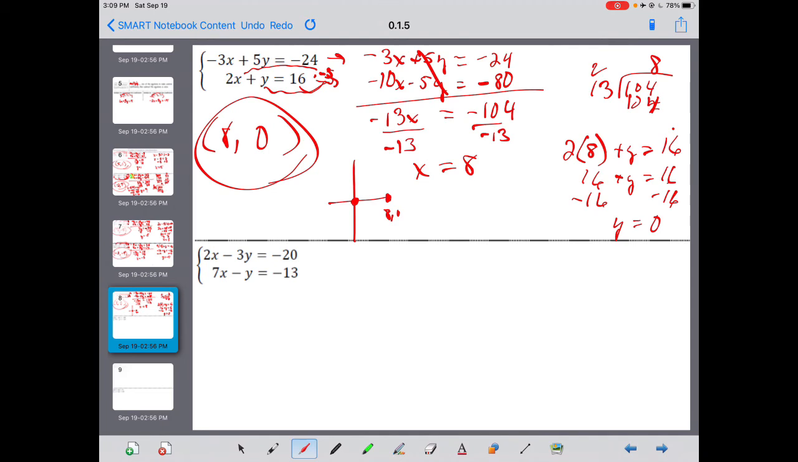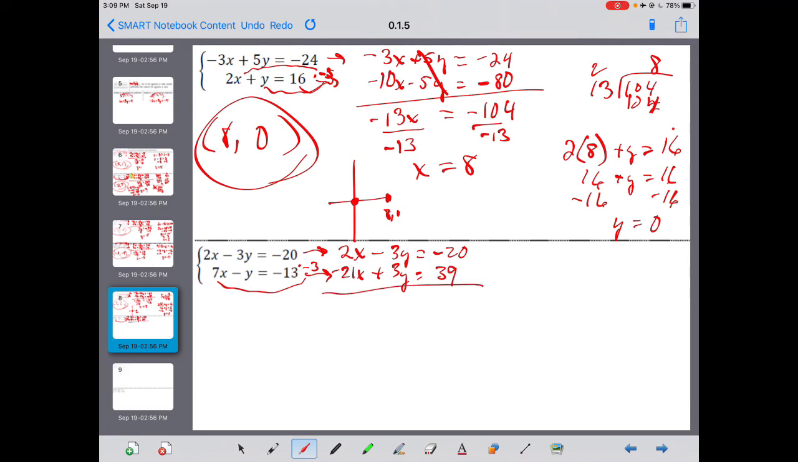Okay. I noticed that the y's, 1y can become 3, but 2 doesn't get to go to a 7. So I'm going to bring this one, 2x minus 3y equals negative 20, and I'm going to multiply that one by a negative 3. 7 times negative 3 is negative 21x. Negative y times negative 3 is plus 3y. Negative 13 times negative 3 is positive 39.